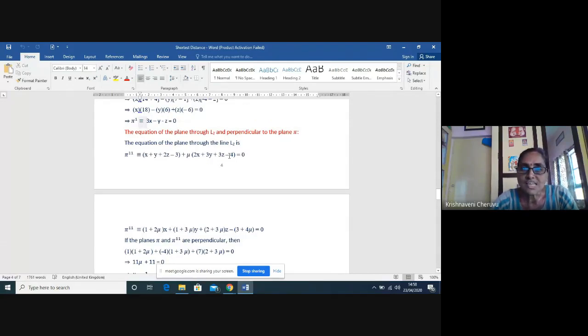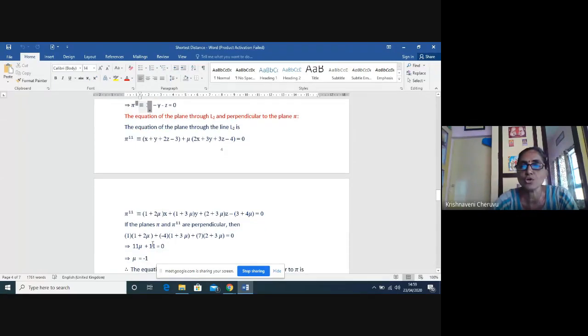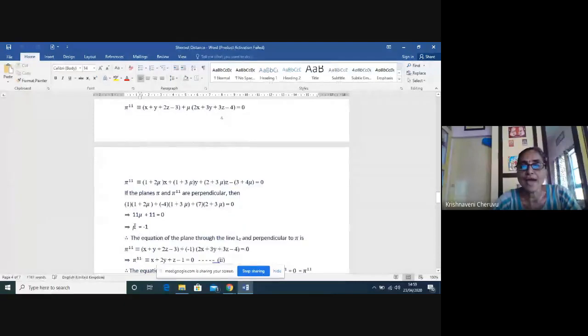So this is the equation of the plane passing through a line, and to get mu, he gave you a condition that this plane is perpendicular to the plane pi. So the condition of perpendicularity is A1 A2 plus B1 B2 plus C1 C2 equal to 0, where A1 B1 C1 are the DRs of the normal to the plane pi, and A2 B2 C2 are the DRs of the normal to the plane pi double dash. From which you get the mu value, girls.